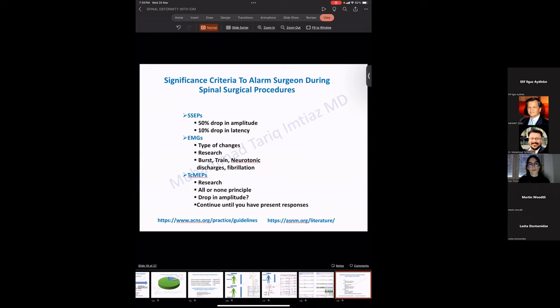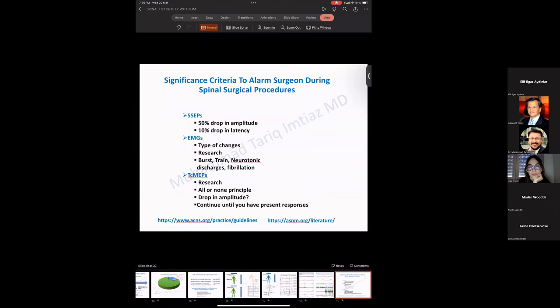Now in TcMEPs, my protocol in spinal deformity is different from brain surgery, where I use a different protocol. In spinal deformity cases, we go for all or none responses. Even if we have a smallish response distal to the location of surgery, we let the surgeons continue correction, but we still communicate if there is a drop in amplitude, or if there is a change in the intensity which we are using for the position of my data.